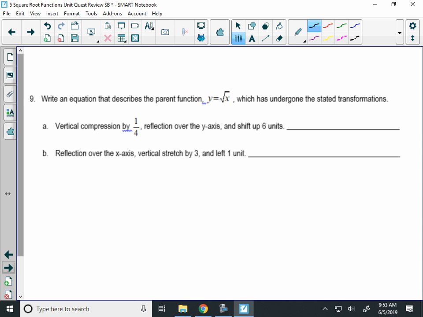All right, number 9. Finally, last two, we're going to write the equations given the situation, or the transformations. Vertical compression, that's on the outside, the 1/4. Reflecting over the y-axis is underneath the radical in front of the x, and up 6 units will be a plus 6 on the end. For the next graph, when I reflect over the x-axis, that's a negative in front. Vertical stretch by 3 also goes in front, and left goes under the radical, and it's a plus 1. So that would be your equation.